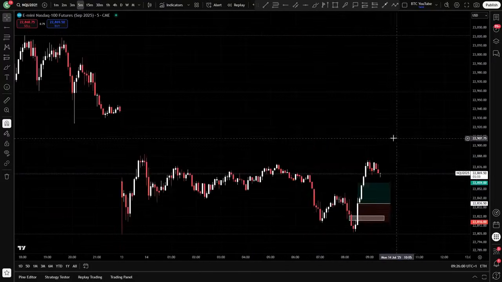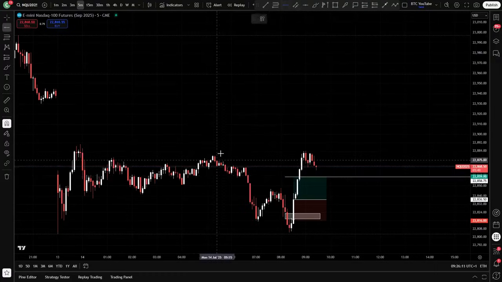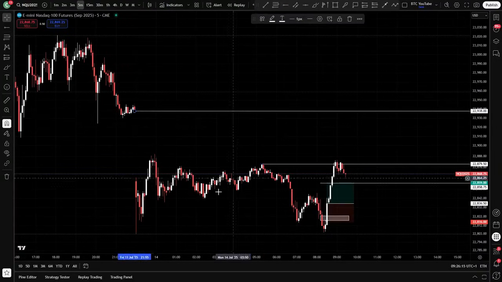I went break even. And then I basically had runners to these levels here. Took half my position off at 1-for-1, which was here. And then I had a runner up to this high. And then my final take profit is up here at the fill of this big gap.